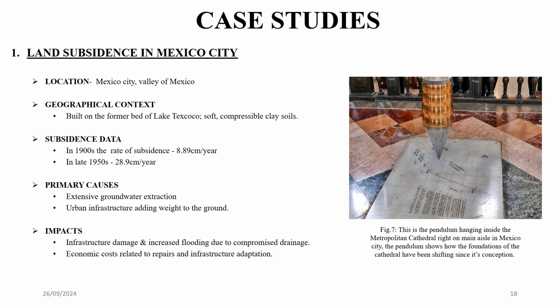The primary causes are extensive groundwater extraction and urban infrastructure, which is adding weight to the ground. The impacts are infrastructure damage and increased flooding, whereas it also affects the economic cost related to repair and infrastructure adaptation. Here is a picture of a pendulum inside the Metropolitan Cathedral right on the main aisle in Mexico City. The pendulum shows how the foundations of the cathedral have been shifting since its conception.